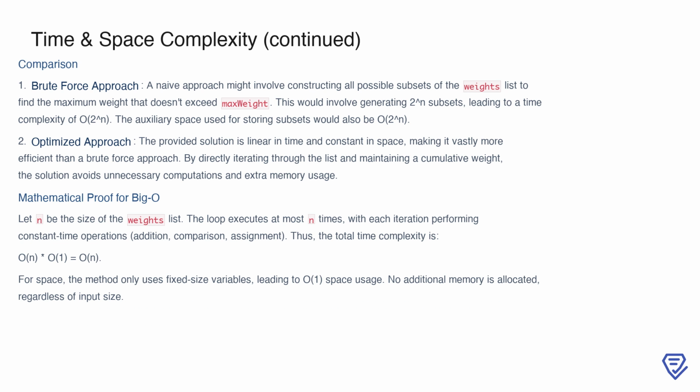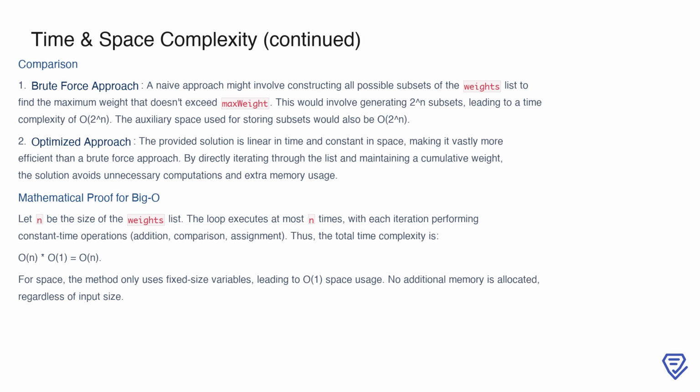Let's compare this optimized solution with a brute force approach. A naive method might involve generating all possible subsets of the weights list to find the maximum weight that doesn't exceed max weight. This would require constructing 2 to the power of n subsets, resulting in a time complexity of O(2^n). Additionally, the auxiliary space needed to store these subsets would also be O(2^n), making this approach computationally expensive and memory intensive.